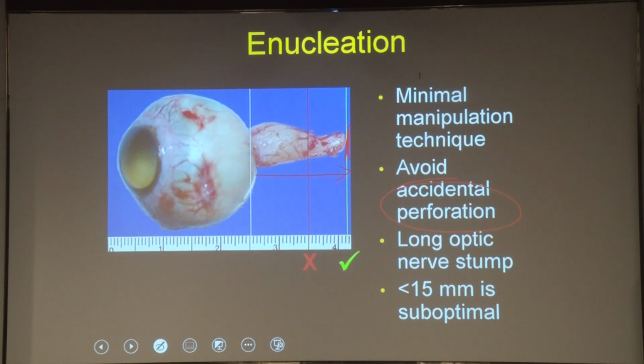An example is this patient where you see the optic nerve is thickened here. That means it's involved. If you were to go by the textbook description of a 10 millimeter stump, you would still be left with tumor at the transection edge, and that will grow into a secondary orbital retinoblastoma. So you should always go for the longest possible optic nerve stump. Anything less than 15 millimeter, I would consider suboptimal.